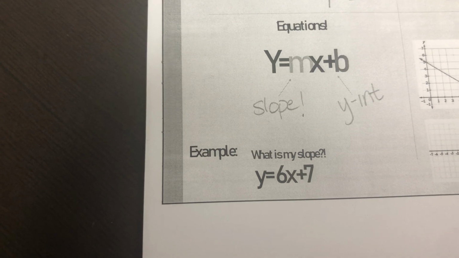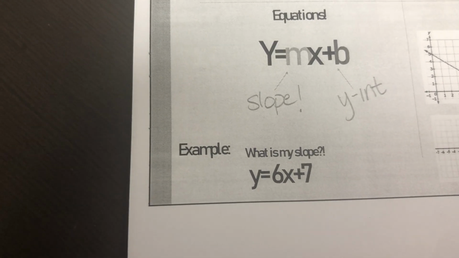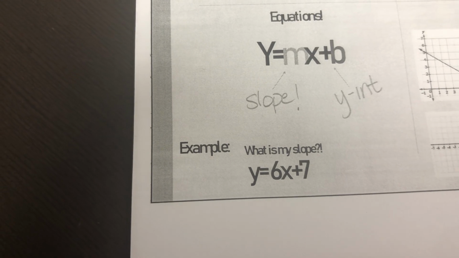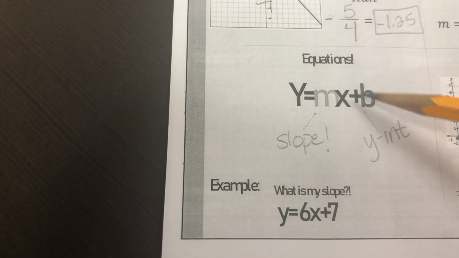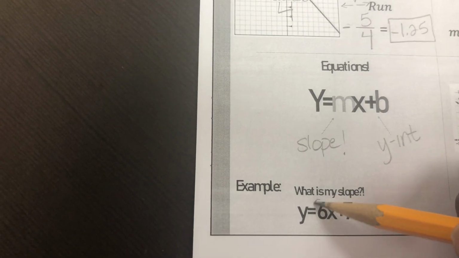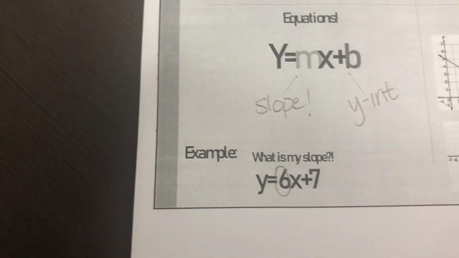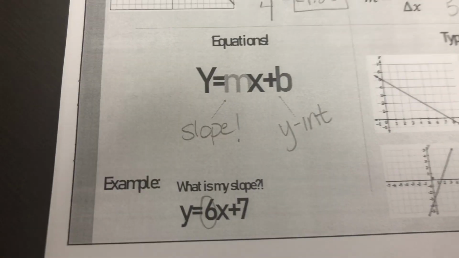Okay, so here's an example. What is the slope here? Go ahead and circle which number is considered the slope. Hopefully, just by looking at this little example here, we know that our slope number is actually just 6. So no x on it, no nothing, just 6.